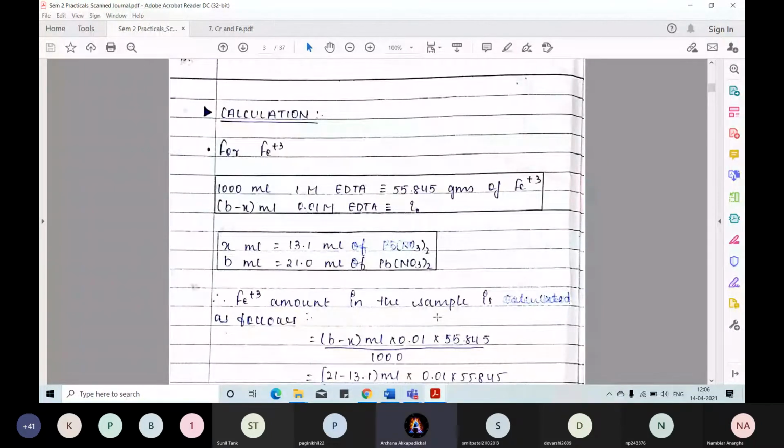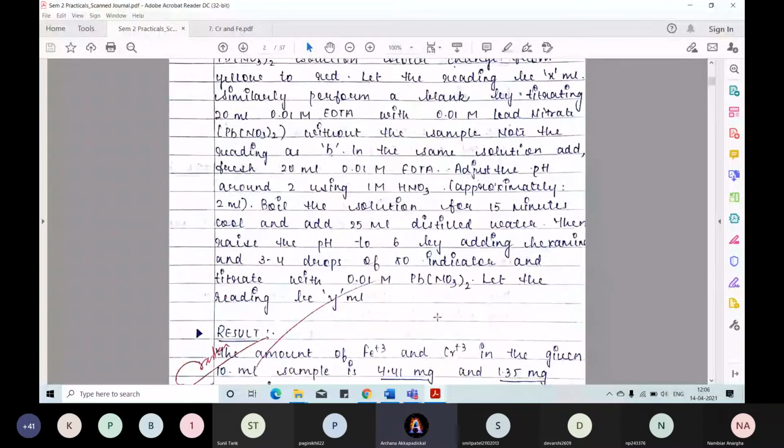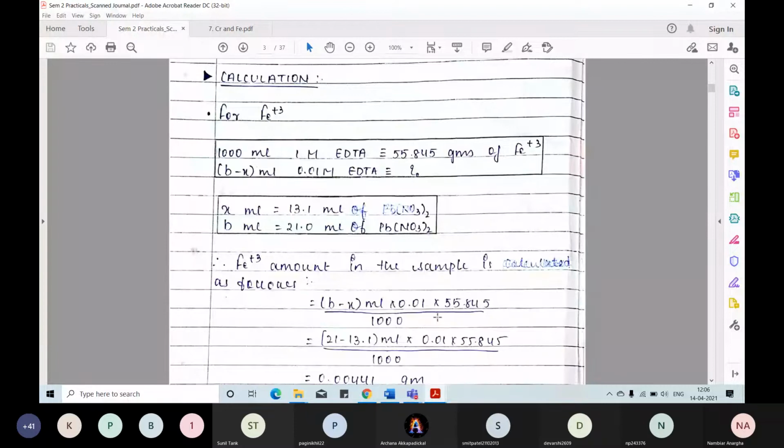Okay, okay. So you can see over here the calculation part. No, Anara, the calculation part. The starting of the calculations. Yes. So you can see over here, again, we have a standard equation. Now see the standard equations for all the titrations. Whenever you perform in your exam, the standard equation will definitely be given to you. Like here you can see 1000 ml 1 molar EDTA is equivalent to 55.845 gram Fe.